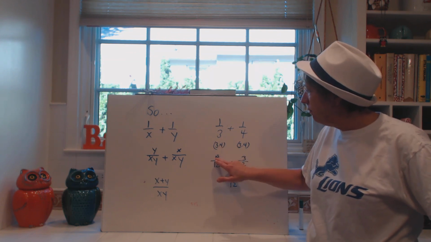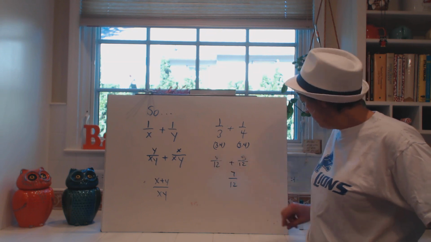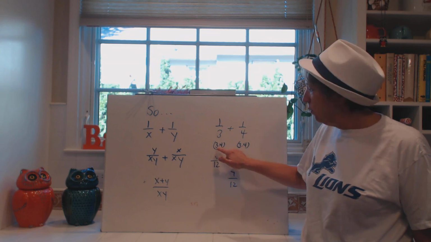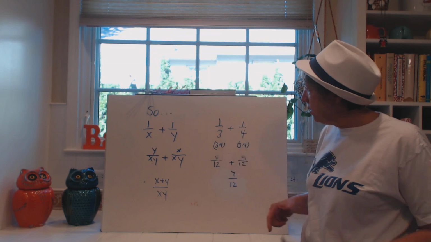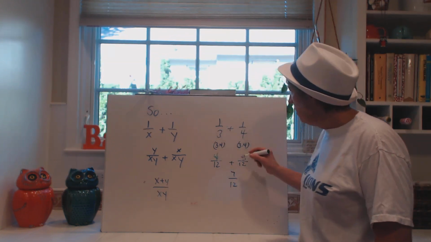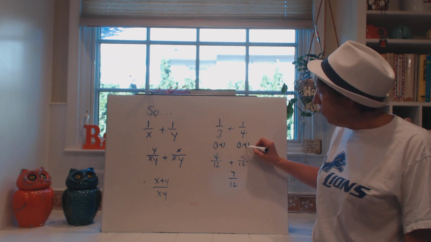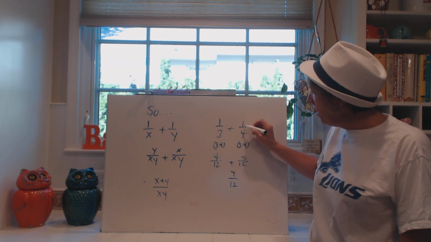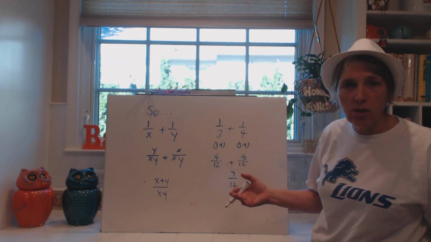So what we did is we say, okay, how many times does 3 go into 12? Well, 3 goes in 4 times. And then you say 4 times 1 is 4. And then we say 4 goes into 12ths how many times? Well, 3 times. Because 3 times 4 is 12, and 3 times 1 is 3. And then we say 4 plus 3 is 7, so the answer is 7/12.